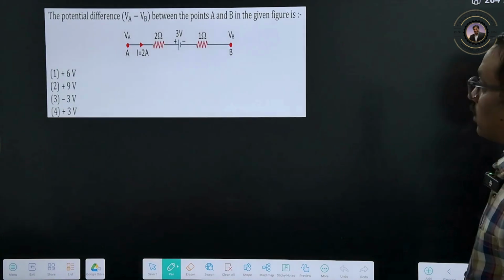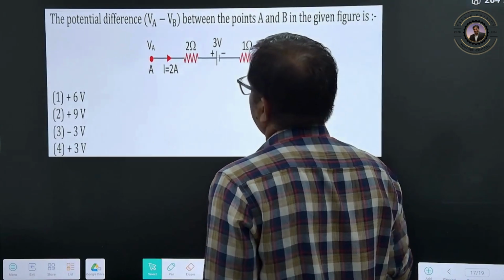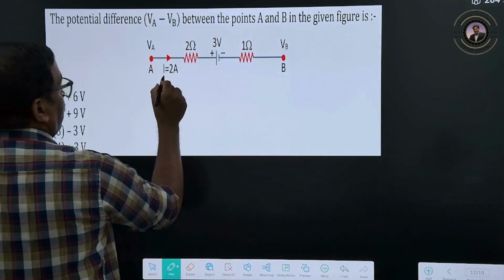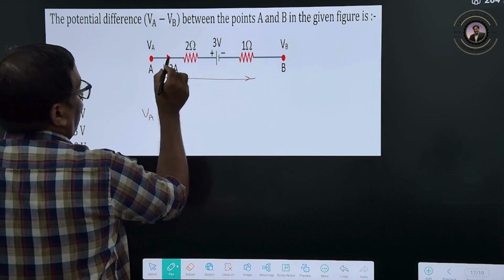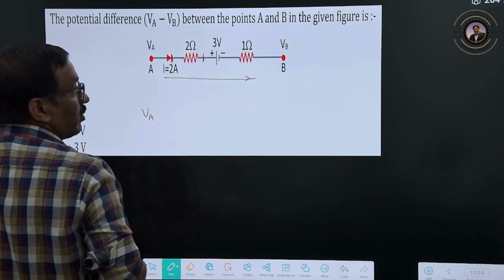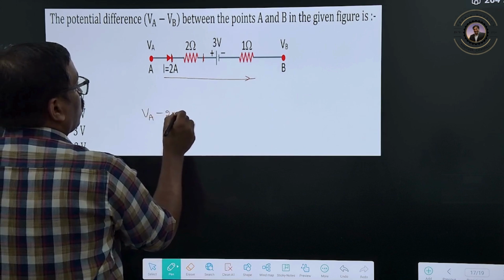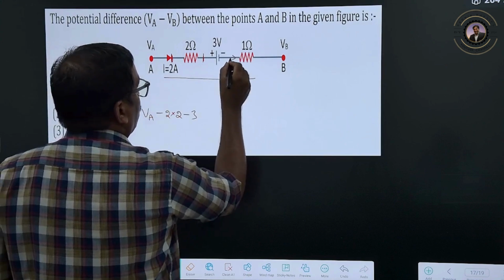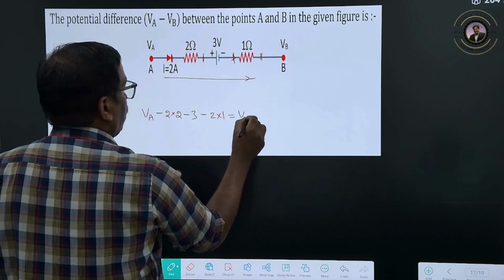Now we will go for another question. Same type, just some part of the circuit is given here. Now he is asking the potential difference between A and B. So I am starting from here and going in this direction, therefore VA. Here 2 ampere, and this is the direction, so this is higher potential to lower potential, higher to lower, negative. So minus 2 into 2. Here I am going higher to lower, therefore minus 3. Here also I am going from higher to lower, therefore minus 2 into 1 is equal to VB.